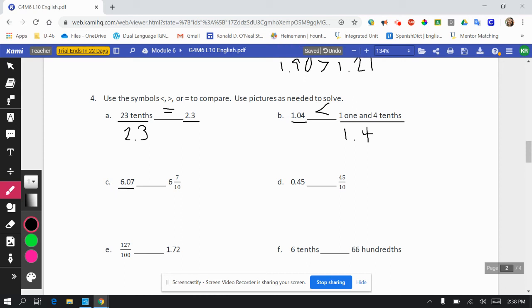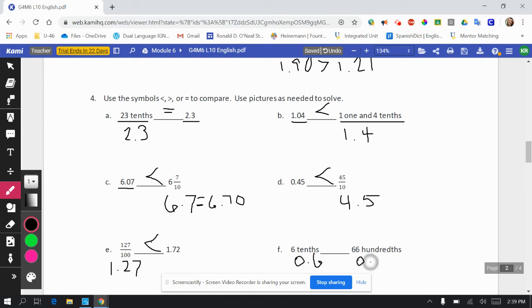All right, this one is in standard form. I'm going to write 6 7/10 in standard form. Less than, because another way to write this, 6.70. Letter D, 0.45 compared with 45/10, that becomes 4.5, less than. 1.27, less than.